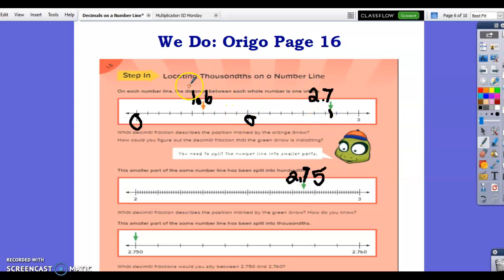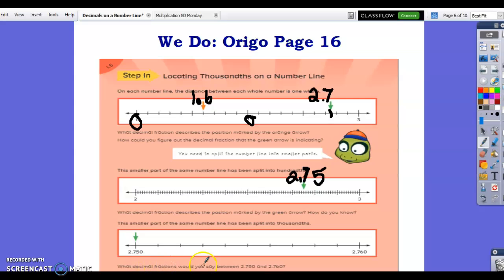So this one is through our tenths. This one is the exact same thing. It's just been zoomed in. Now, here's the smaller part of the same number that's split into thousandths. So here we have 2 and 75 hundredths, but they added that 0, so it's 75 thousandths. So it's zoomed in even tighter.